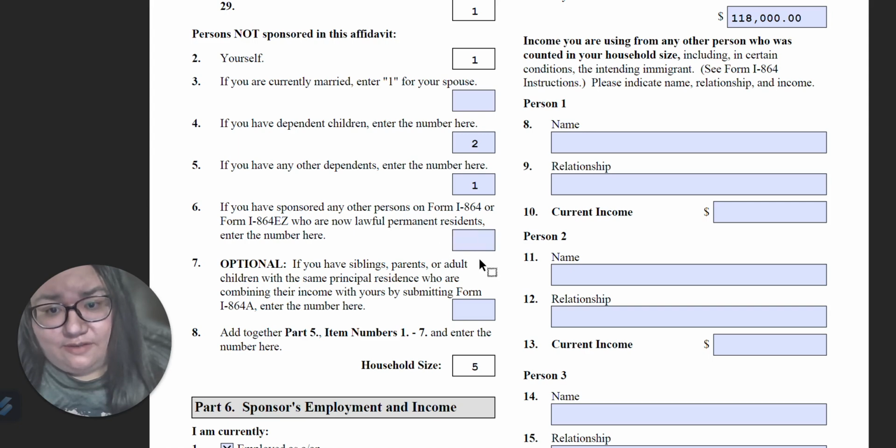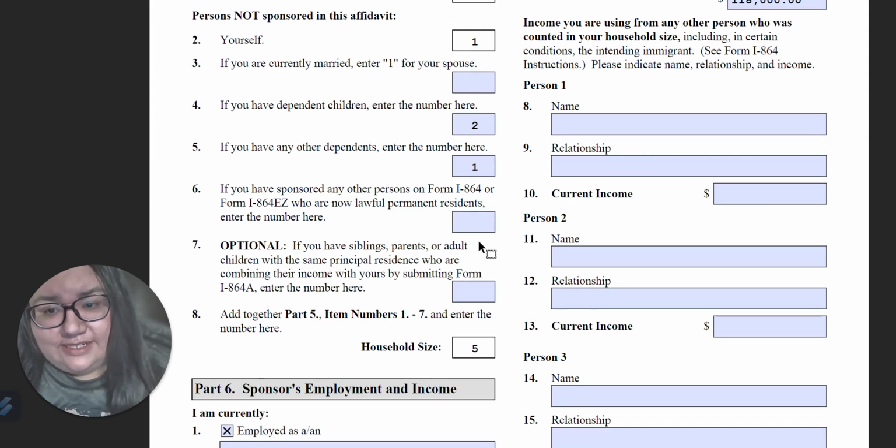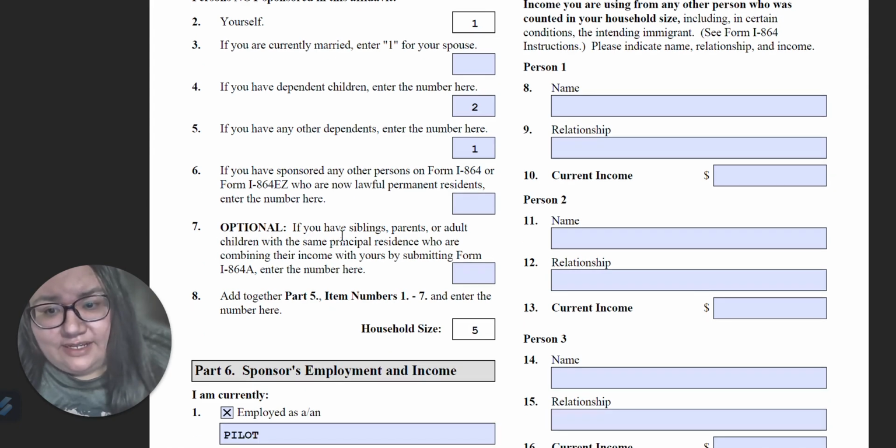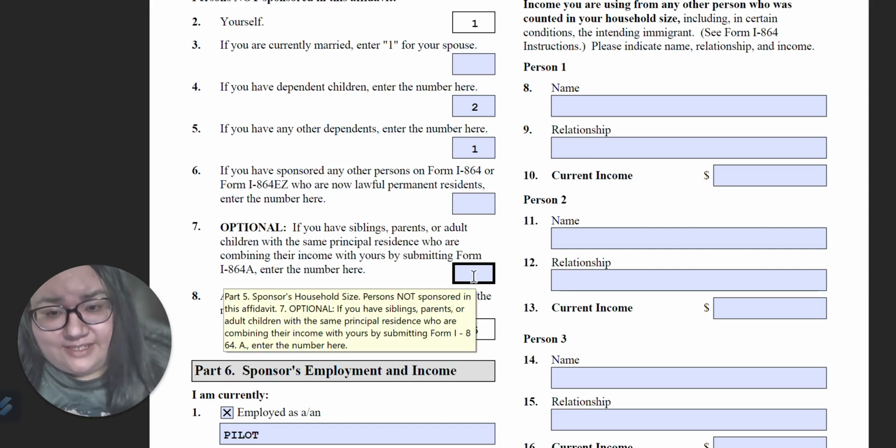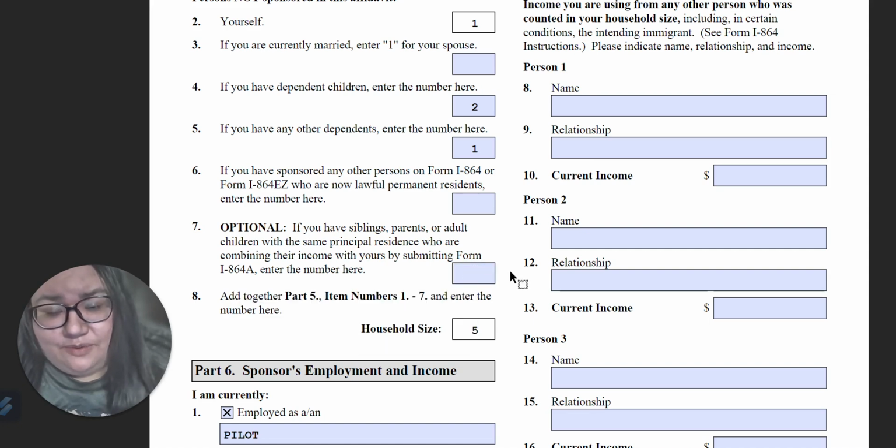All right. Now the last option here, 7, says optional. If you have any siblings, parents, or adult children that live within the same principal residence who are combining their income with yours. It's not going to be very often that you fill this box out, but this is specifically for when the petitioner doesn't have sufficient income and is hoping to combine their income with someone else in their household. Someone that's not necessarily a dependent on their taxes, so they wouldn't be counted up above, but that they know they need to combine income with in order to meet the minimum requirements.